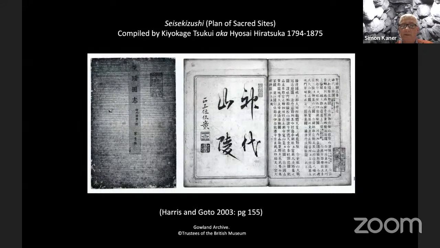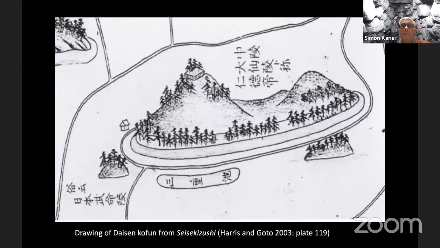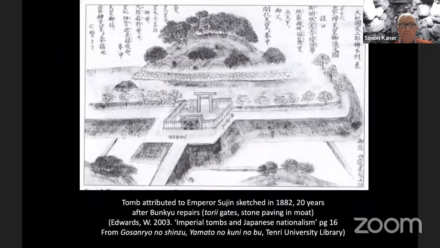And one of the most significant of those documents is this, the Sei Sekizushi, the Plan of Sacred Sites, which was compiled in the middle and later 19th century by Kiyokage Tsukui, and of which we have a wonderful copy in the British Museum. And in the Sei Sekizushi, we have quite detailed drawings of some of these mounds. And this is the Daisen tomb, also known as the Nintoku Ryo tomb, which is the largest of all of the Kofun in Japan. I'll say a little bit more about that in a second or two.